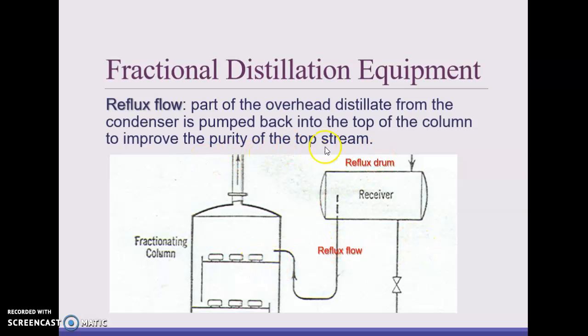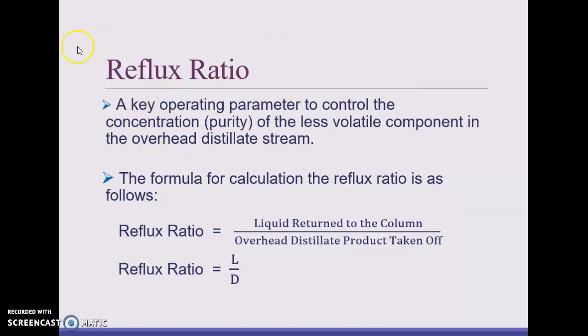This does improve the purity of the top stream as well. Okay, now this is a really important factor. You will have to know this for your test. A key operating parameter to control the concentration of the less volatile component is its reflux ratio. And it's basically a simple calculation.